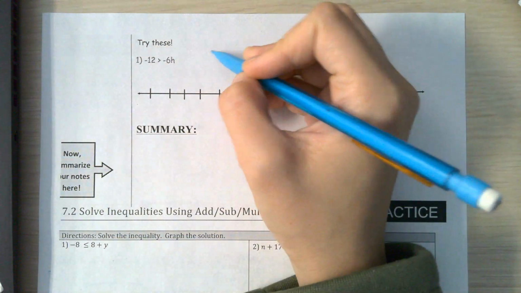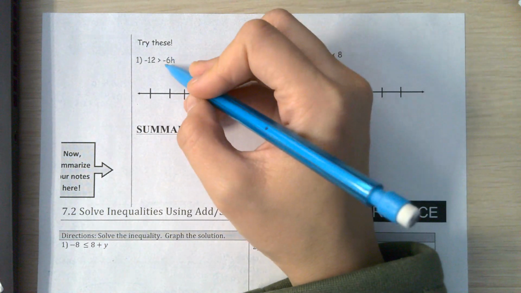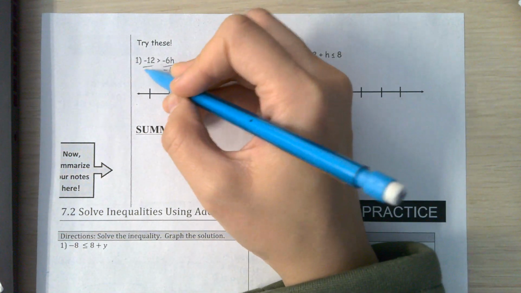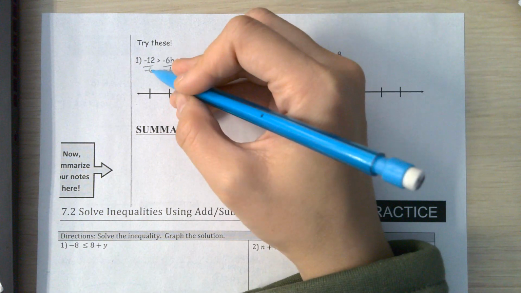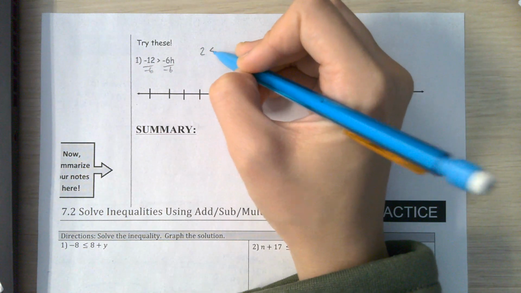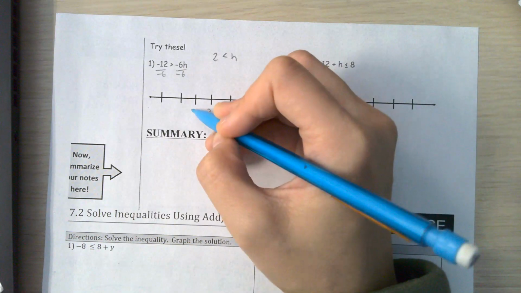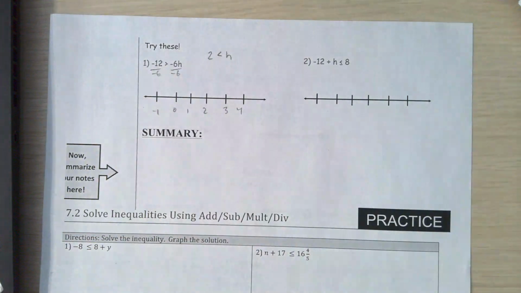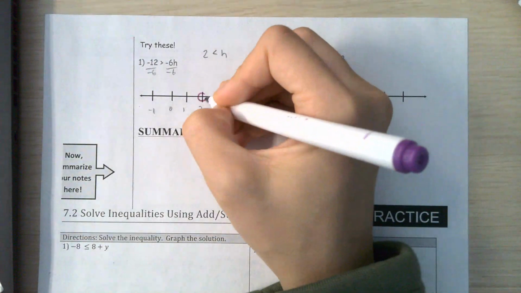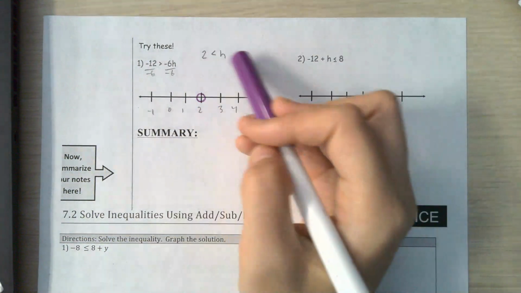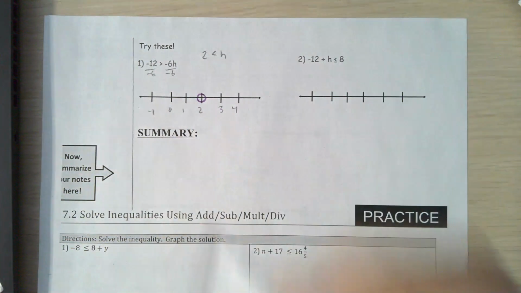And here we go. So we're trying to solve for h, so we're going to divide by negative 6 on both sides. Negative 12 divided by negative 6 is positive 2. We flip the sign, h. So we have 2, 3, 4, 1, 0, negative 1. We have our open circle. 2 is less than h, so that means h could be 3 or 4.